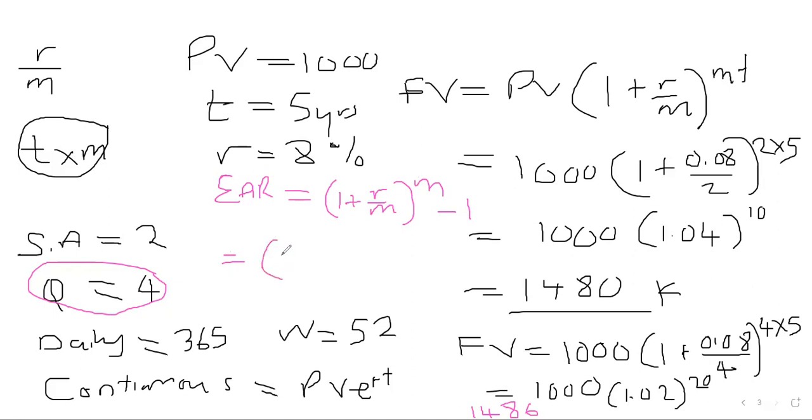So quarterly becomes 1 plus R, which is 0.08. Quarterly is 4, so here we're going to have a 4, minus 1. So this will be 1.02 to the power 4, then subtract the 1 there. 1.02 to the power 4 minus 1, we're going to have 8.24%.